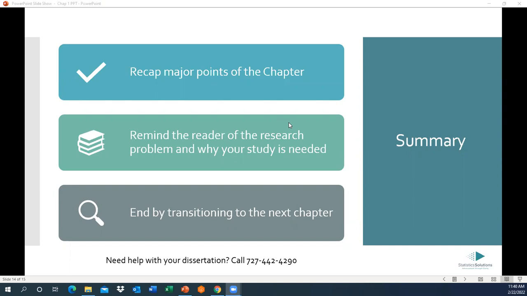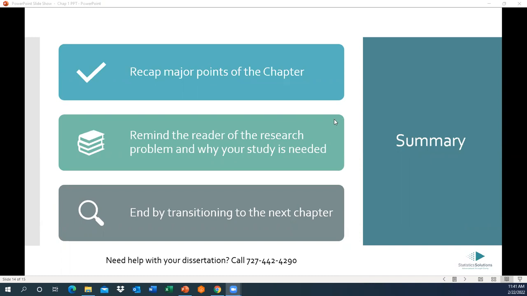And again, check your school's template, but you can end by transitioning to the next chapter. The next chapter will be the literature review, chapter 2. And that's it. Yeah, and so when you're done with your chapter 1, ideally your reader should know the blueprint of your study, what you're going to study, why you're going to study it. You've made an argument for why it's needed, and how you're going to do it.